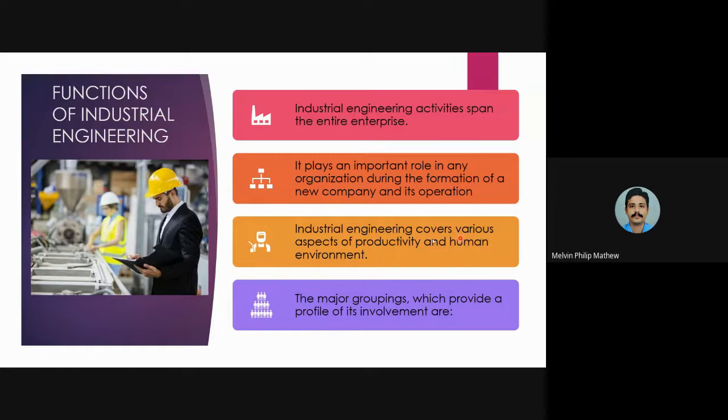Then it covers various aspects of productivity and human environment. In the field of production, there are many operations, right? So industrial engineering covers aspects of productivity and also of human environment. For a particular operation, how many labors are required, what is the cost incurred for the human labor, how much time is required for the operation to be completed, and how much time is required if we increase or decrease the number of labors, etc. These are also covered under industrial engineering.